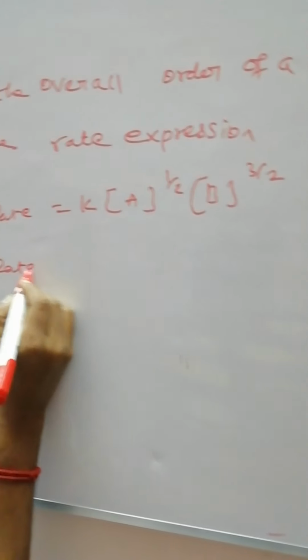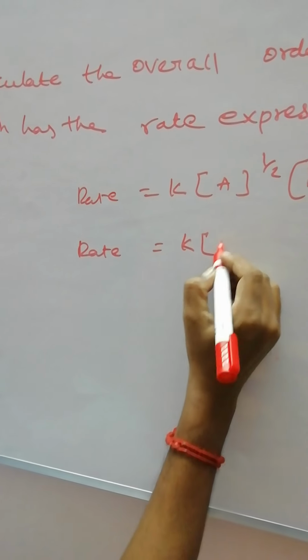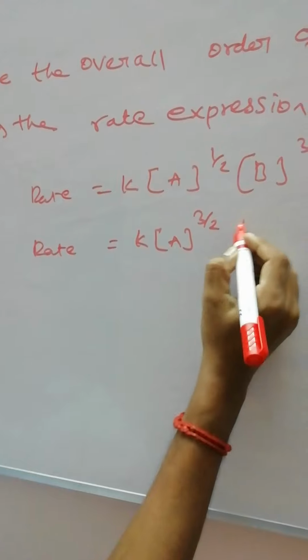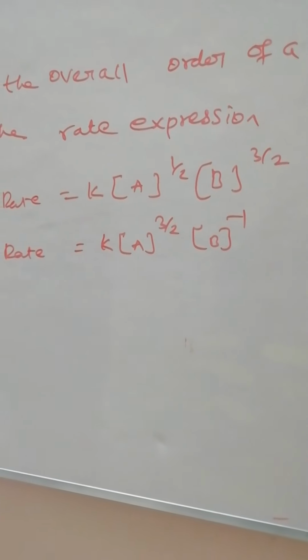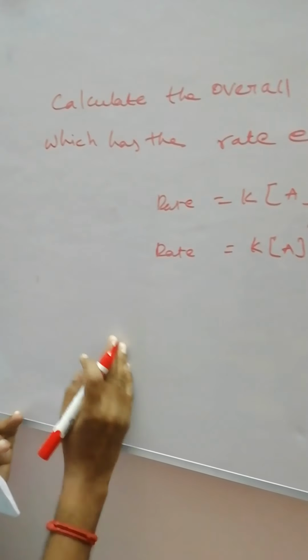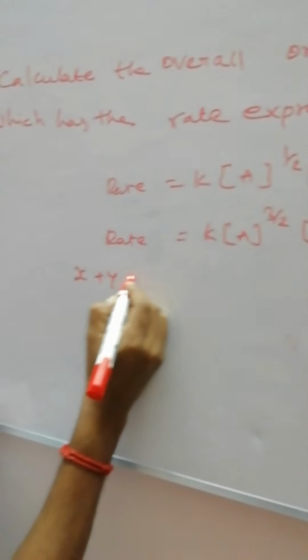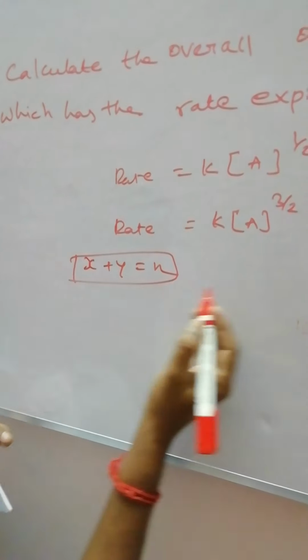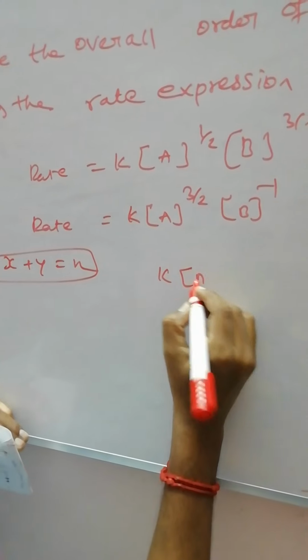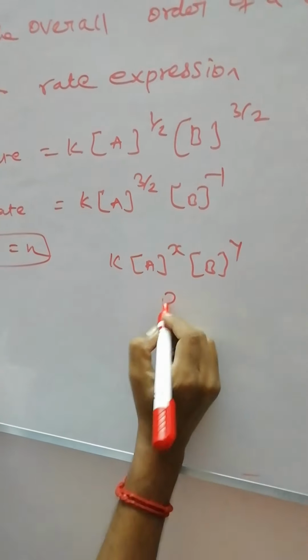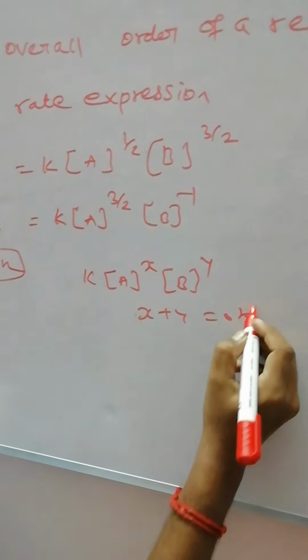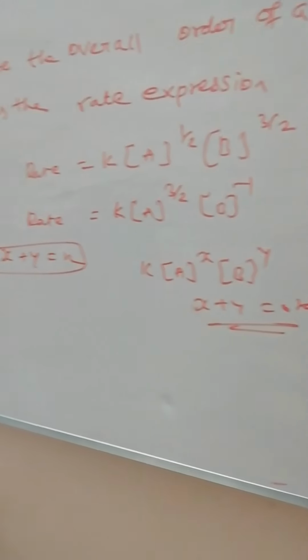Rate equal to k into a power 3 by 2 b power minus 1. So this is a 2 mark question, maybe a 1 mark question. They may ask the order. I explained what order is. The sum of the powers of the concentration terms, x plus y equal to n, in rate equal to k a power x into b power y, is called the order.